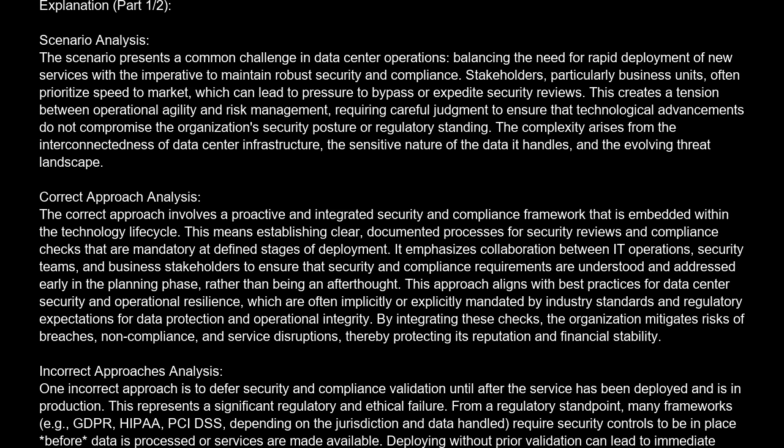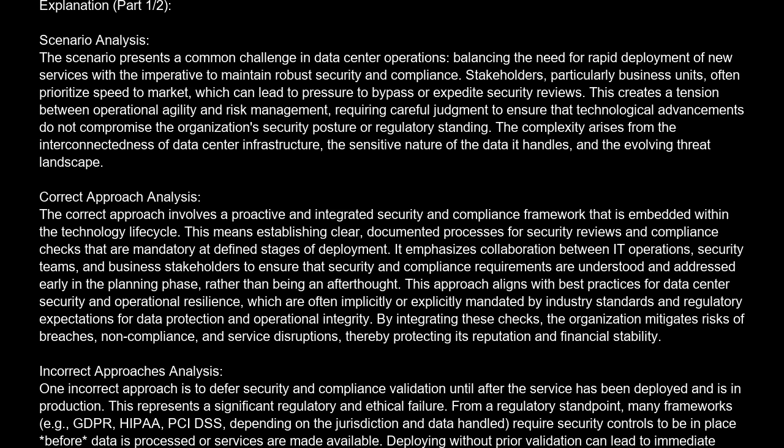The complexity arises from the interconnectedness of data center infrastructure, the sensitive nature of the data it handles, and the evolving threat landscape. Correct approach analysis. The correct approach involves a proactive and integrated security and compliance framework that is embedded within the technology lifecycle. This means establishing clear, documented processes for security reviews and compliance checks that are mandatory at defined stages of deployment. It emphasizes collaboration between IT operations, security teams, and business stakeholders to ensure that security and compliance requirements are understood and addressed early in the planning phase, rather than being an afterthought.